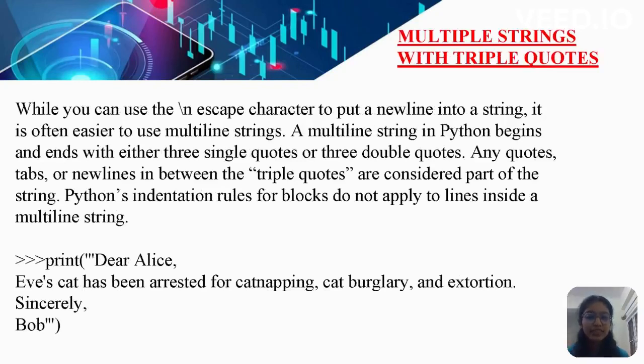Multiline strings with triple quotes. While you can use the \n escape character to put a newline into a string, it is often easier to use a multiline string. A multiline string in Python begins and ends with either three single quotes or three double quotes. Any quotes, tabs, or newlines in between the triple quotes are considered part of the string. Python's indentation rules for blocks do not apply to the lines inside a multiline string.